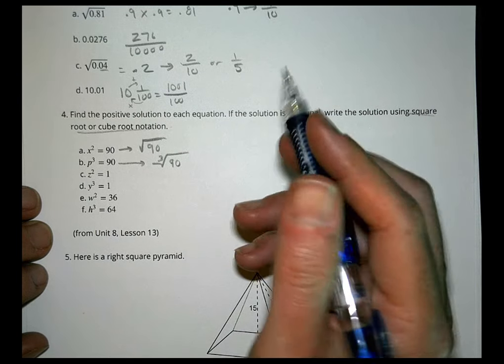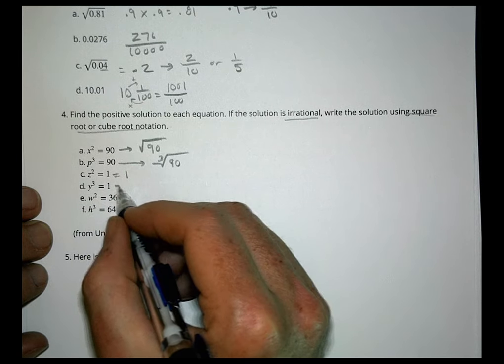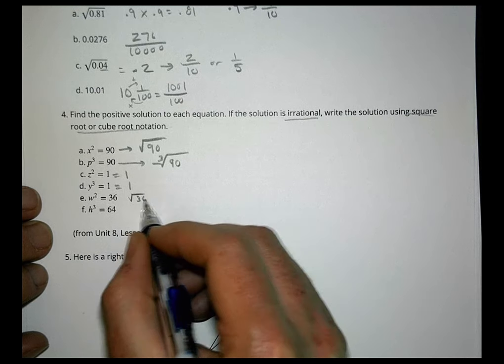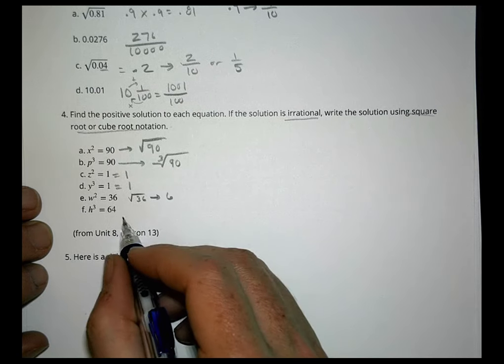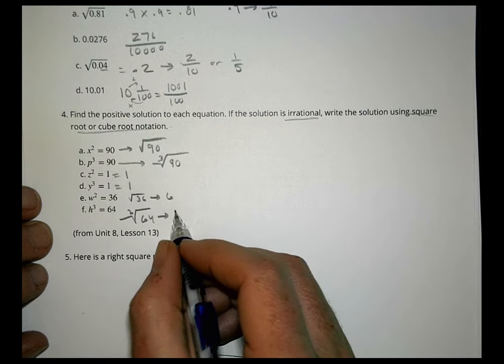Okay, alright. Square root of 1 is 1. Cube root of 1 is 1. They do the square root of 36, which happens to be 6. And the cube root of 64 ends up being 4.